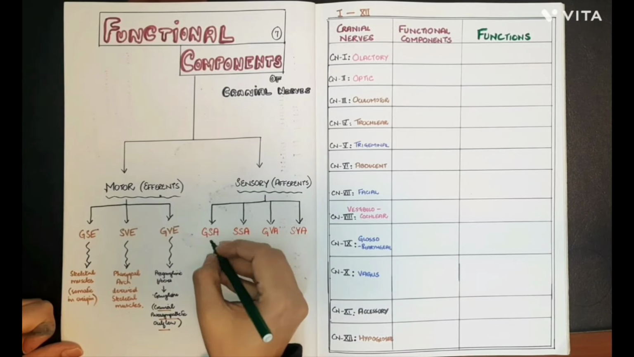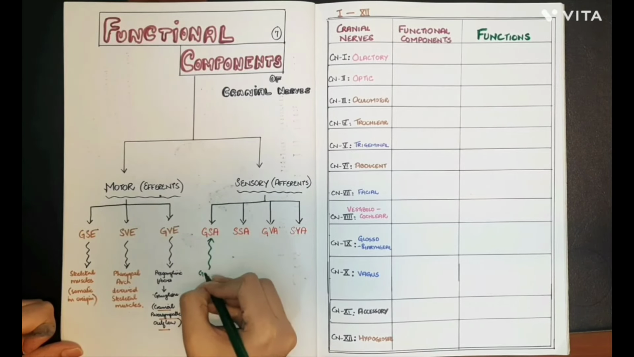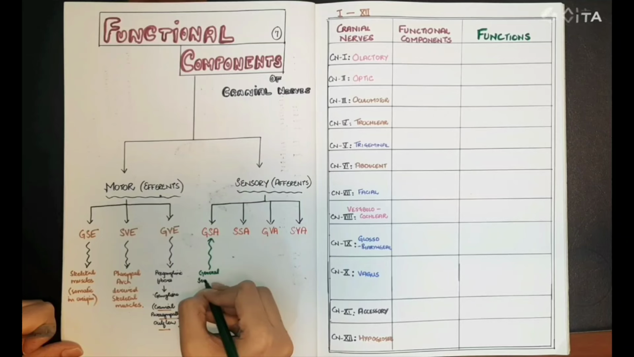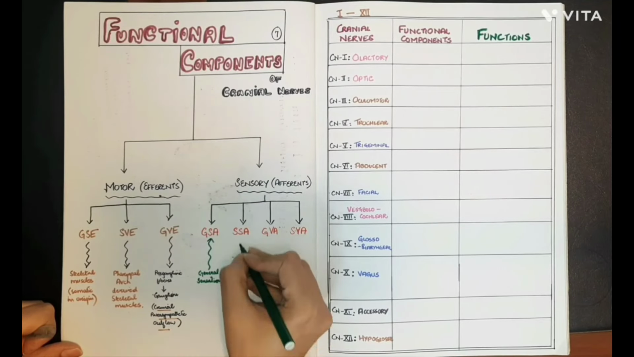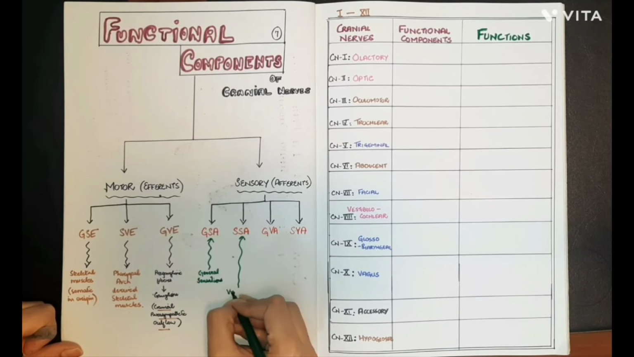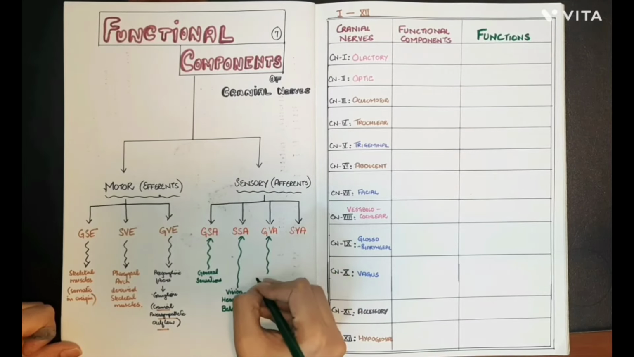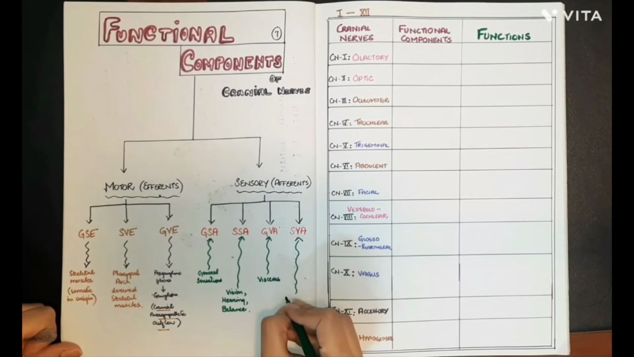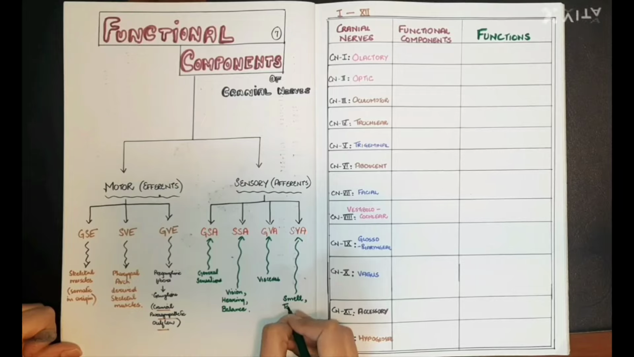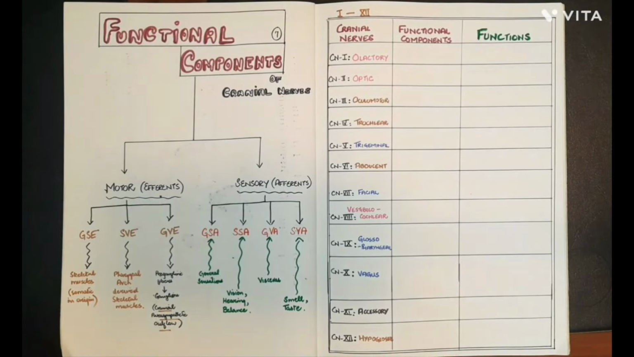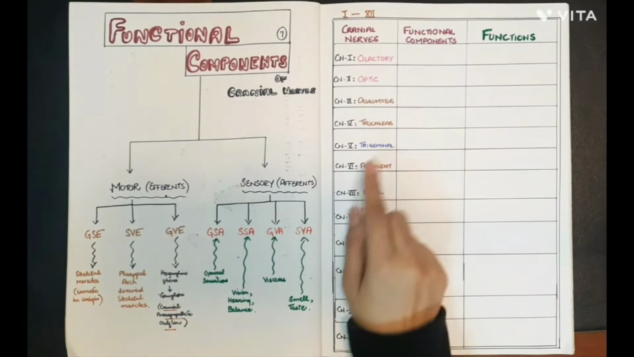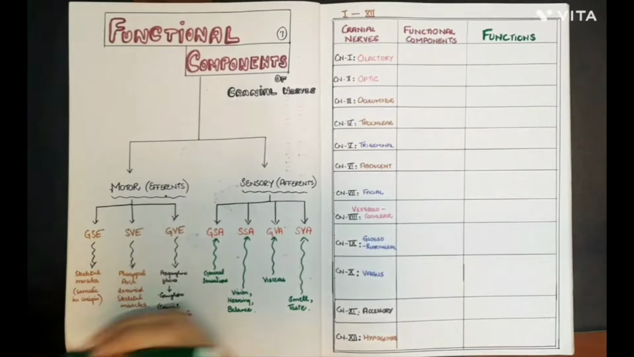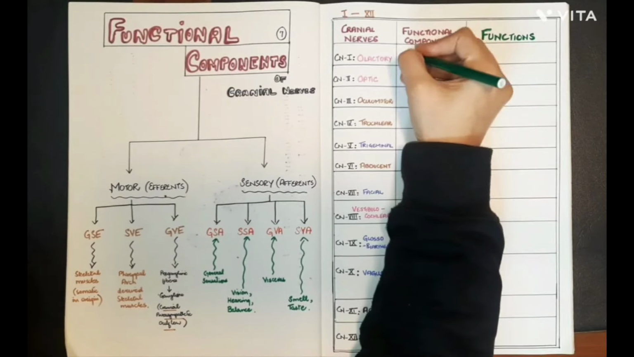Cranial nerves with the sensory function will have the sensory afferent functional component, while the general somatic afferent is concerned with the general sensation. Special somatic afferent is concerned with vision, balance, and hearing. General visceral afferent component receives the afferent from the viscera, and the special visceral afferent is concerned with the smell and taste functions. Now that we know the basic understanding of the functional components, we can apply our knowledge.